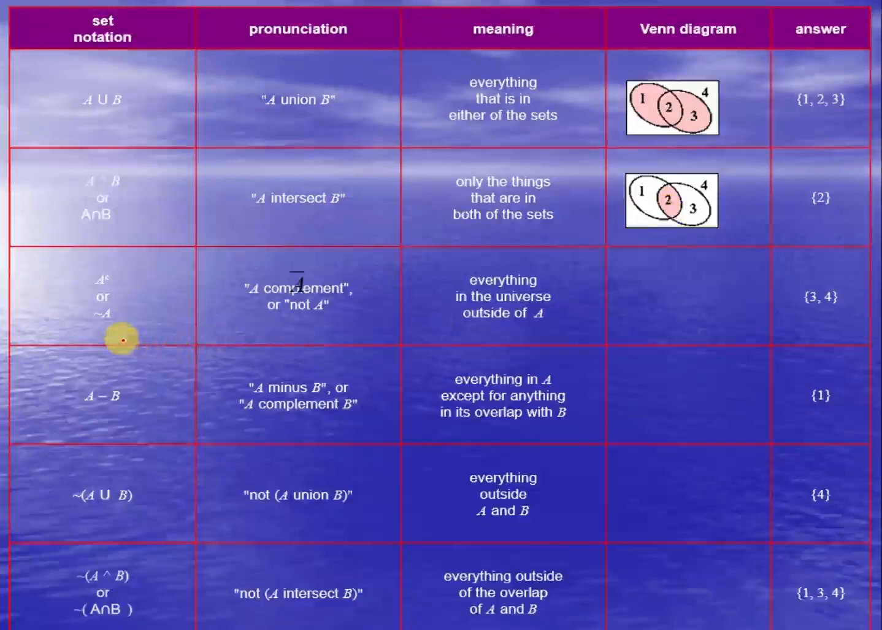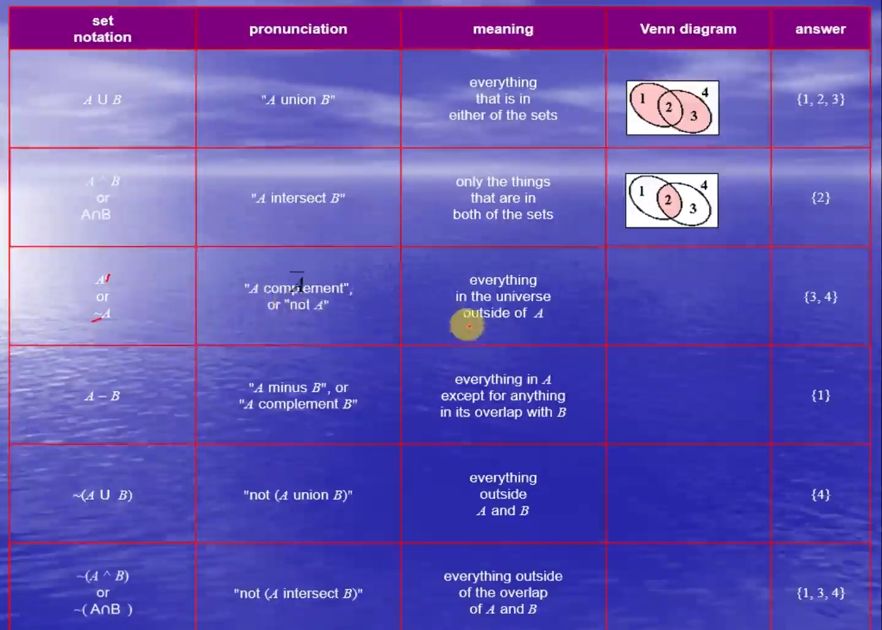Now, the next one was A complement. So A with an exponent small c, or prime. You can put a prime figure there like this. Or a minus sign, something like a minus A, okay? And we call it the complement of A, or not A. So this symbol means not. The symbol you are seeing here means not A.